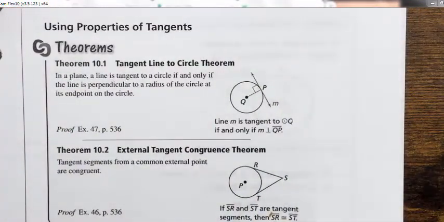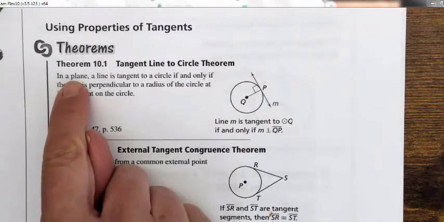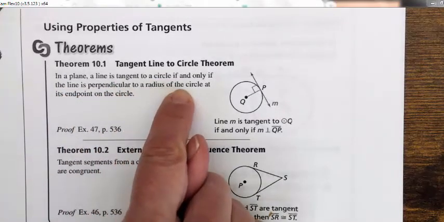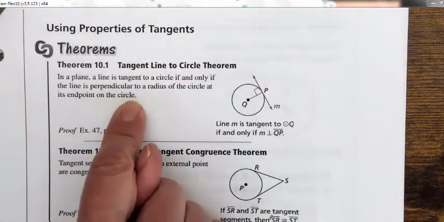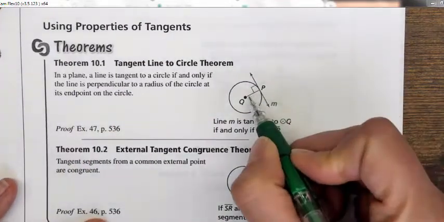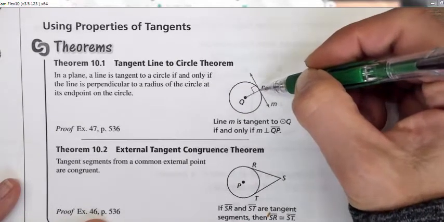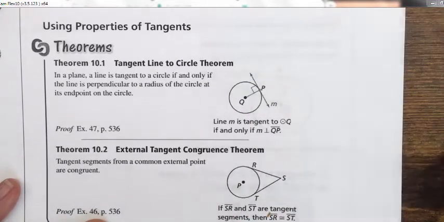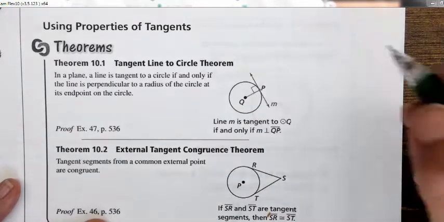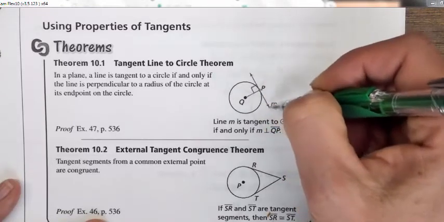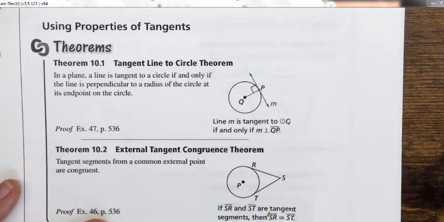Let's use some properties of tangents. So we got a tangent line to a circle theorem. If I have, in a plane, a line is tangent to a circle if and only if the line is perpendicular to a radius of the circle at its endpoint on the circle. So what they're saying here is I've got this radius QP. I've got this line M. It's actually touching the circle. It's intersecting the circle at point P, which tells me that if these two are perpendicular, then line M is the tangent line to the circle.